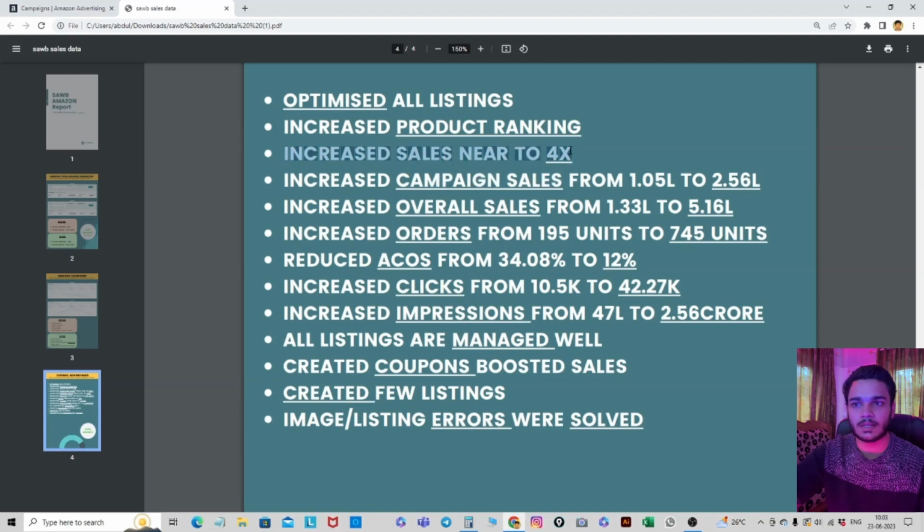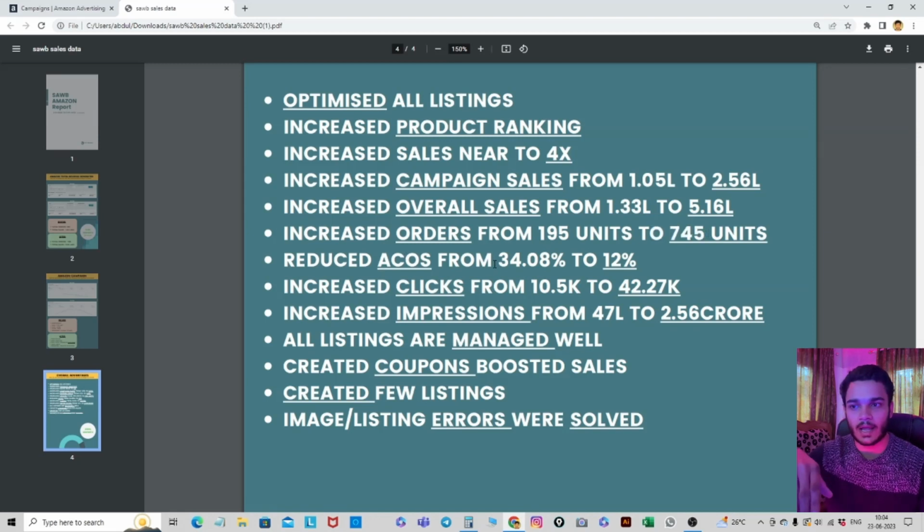And we have increased the sales to nearly 4x. 4x, I mean, if they're getting 1 lakh sales, within 3 months we have upgraded it to 4 lakh. So that's really good. And the client is also really satisfied with the result. And we can see the campaign sales from 1 lakh to 2.56 lakh. Okay, we have increased the sales. Campaign sales means if you are advertising a product, the sales coming from that advertising, right? In that way, we have generated 2.56 lakh. In overall sales, including the campaign sales and the organic sales, we have increased the sales from 1.33 lakh to 5.16 lakh. And we have increased the orders from 195 orders to 745 orders, okay?